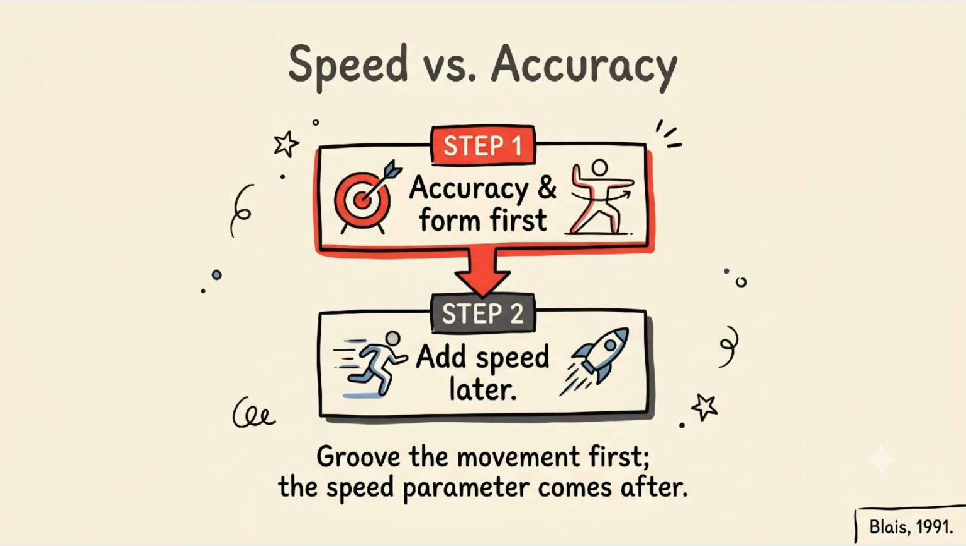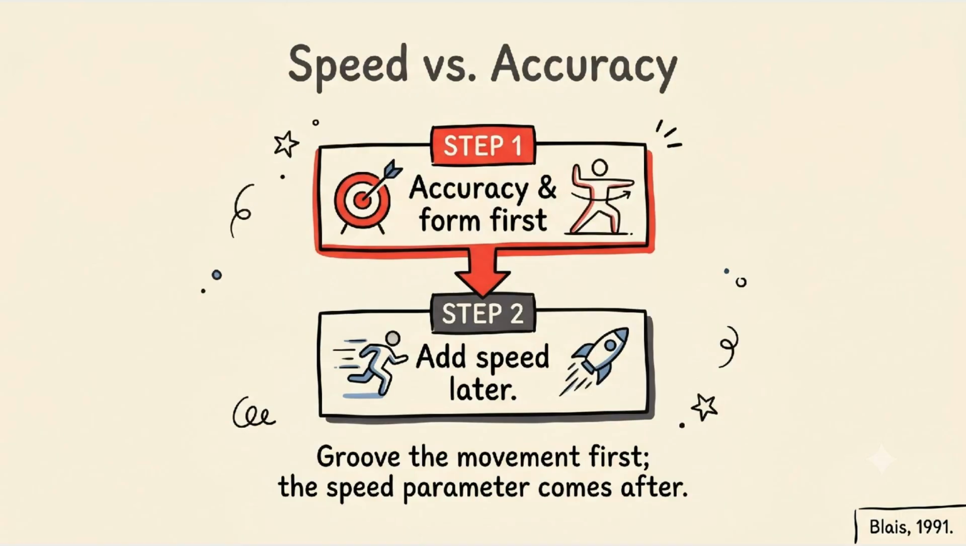One more instruction effect, this time about strategy. When a skill demands both speed and accuracy, and many do, the instructions you give early actually bias which strategy the learner builds, so you have to choose the emphasis deliberately. Blaise, in 1991, had people learn a fast aiming task under 3 instructions: be accurate, be fast, or be both.